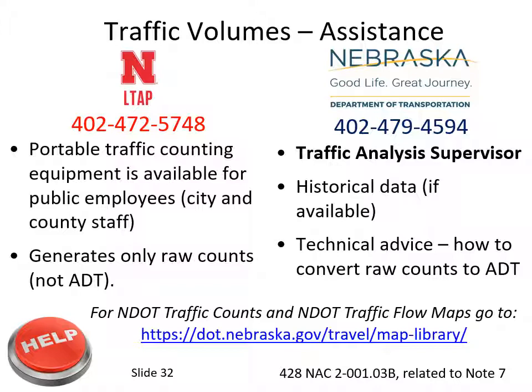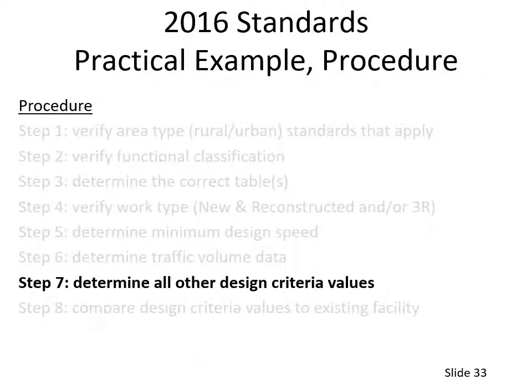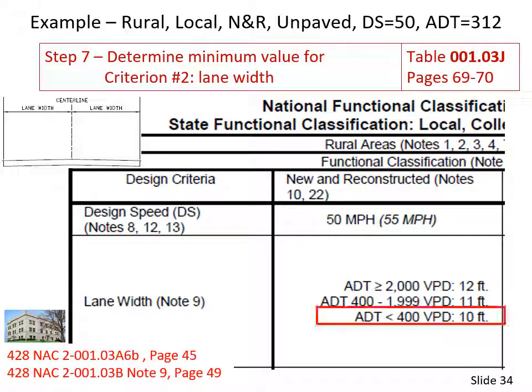shown on the screen. Step 7 is to determine values for all other design criteria now that design speed and traffic volume are determined. The minimum lane width is 10 feet for traffic volumes fewer than 400 vehicles per day. Review Note 9 on page 49. For this example, the only thing from Note 9 that applies is the clarification that the lane width values apply only to through travel lanes.